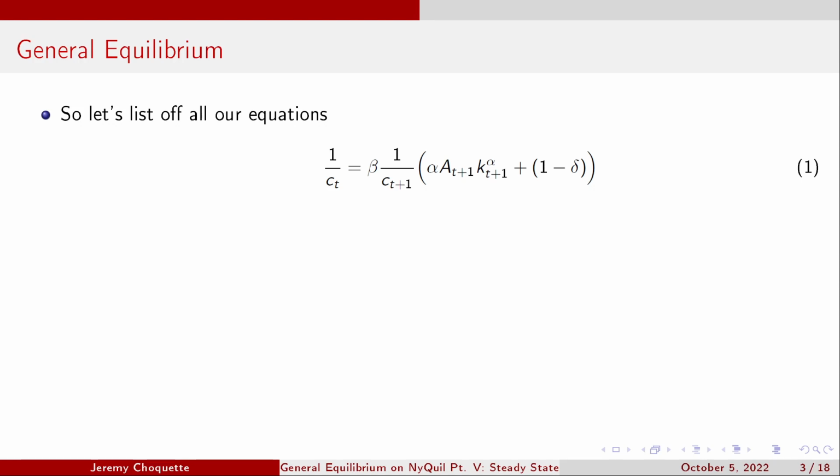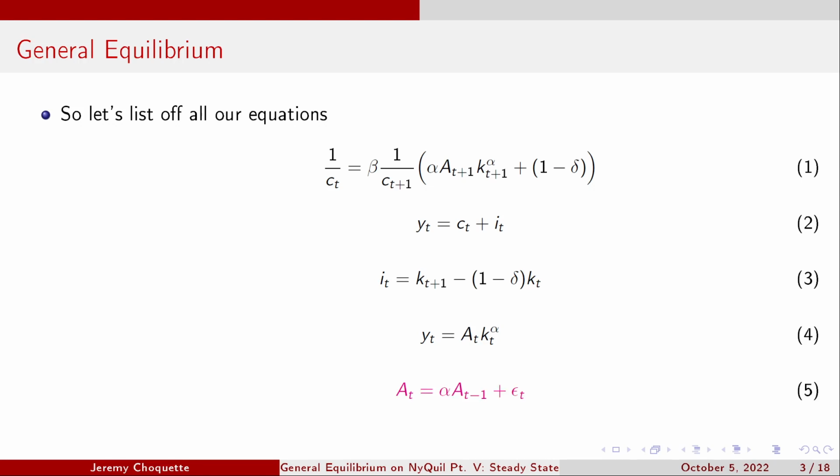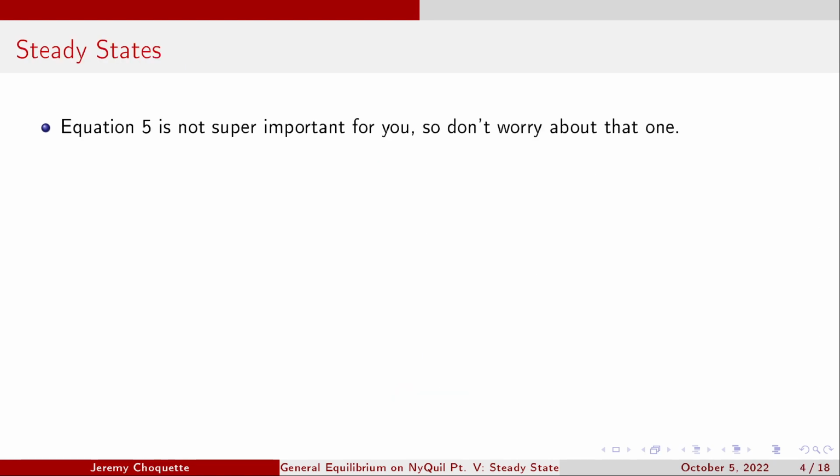I got equation 1, which is the Euler equation, right? Notice I fixed that error there. So you're going to want to go with this equation 1 when it comes to the Euler equation. I've got the resource constraint. I have the law of motion of capital. I've got the production function. And then I've got this equation that describes how technology evolves over time. Now, equation 5 isn't really going to be super important for us, so let's not worry about that one. I just put it there in the interest of being complete, because you just get it drilled into your head over all the years.